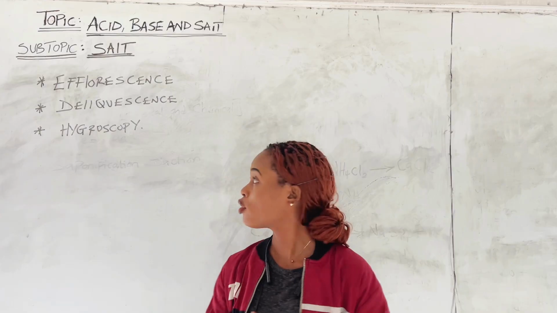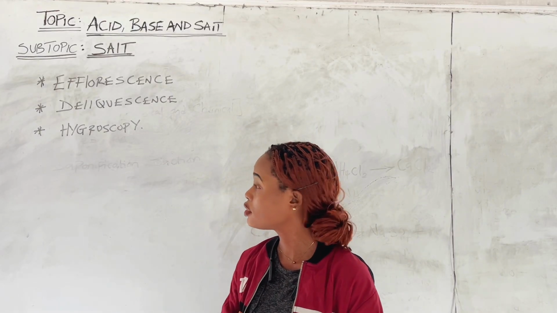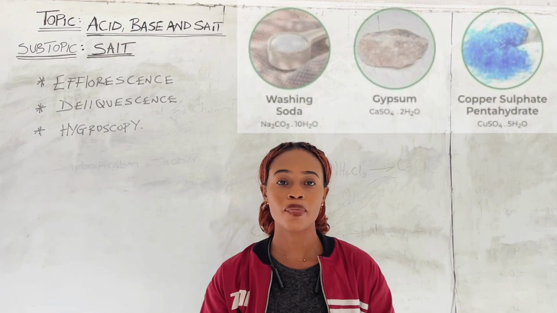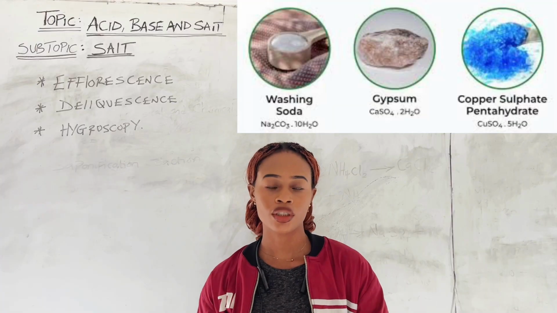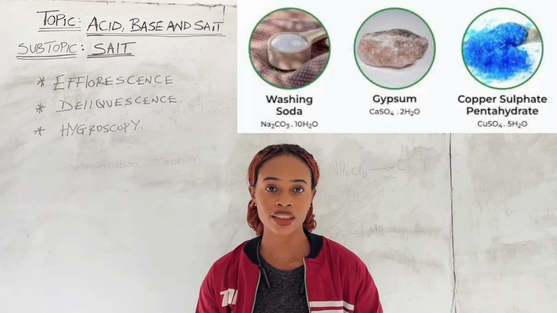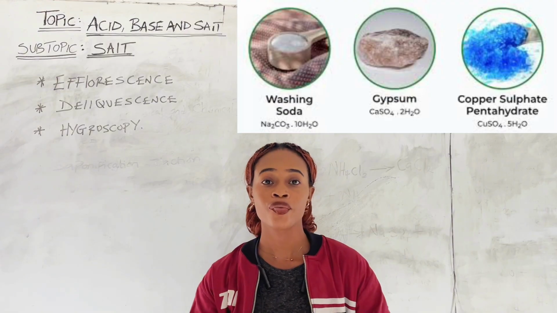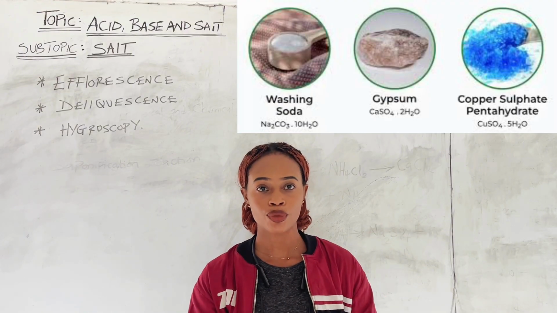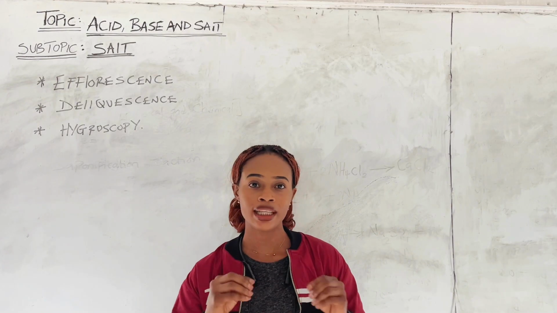A perfect example of this kind of salt is your Na2CO3 salt. So this salt, like I said, loses all or part of its water of crystallization when exposed to the atmosphere. Then we have what we call deliquescence.